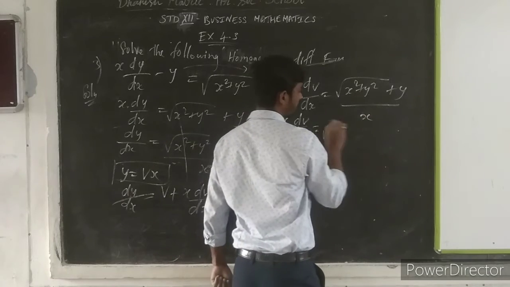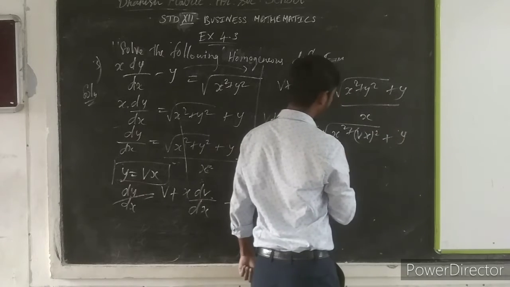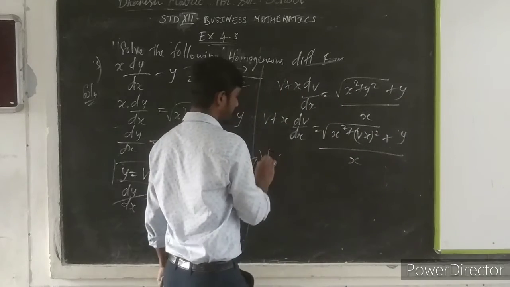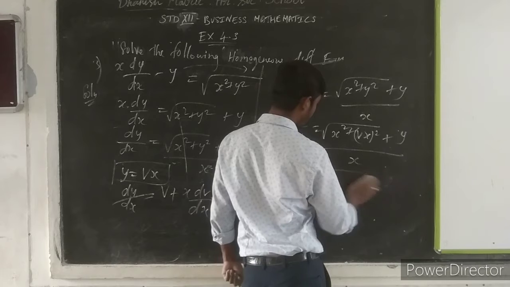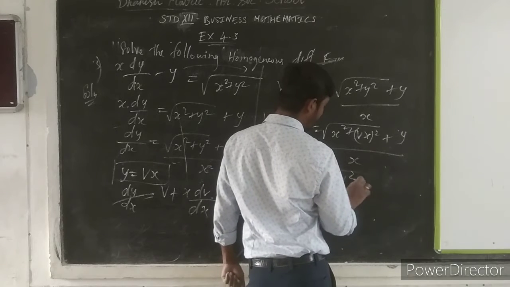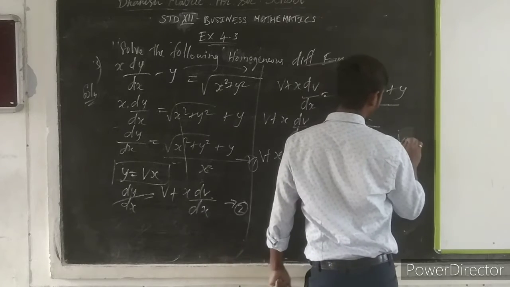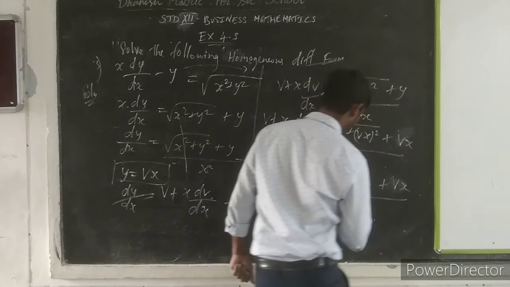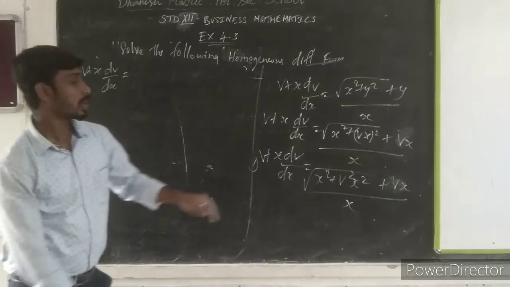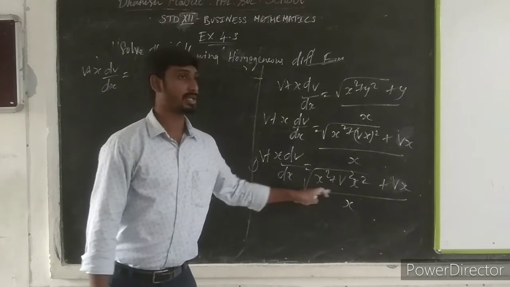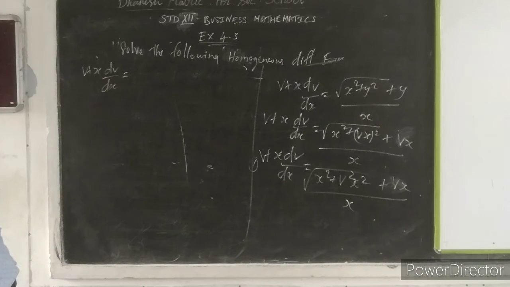Now we are going to substitute this one: root of x square plus vx the whole square, plus y divided by x. Now we are going to write like this: x dv divided by dx equal to root of x square plus v square into x square plus y divided by x. So here itself we are substituting vx, then here vx, then x here. v plus x dv divided by dx here equal to. Now we are taking x square commonly from this equation. Taken out x square from this equation here. You are getting this one.